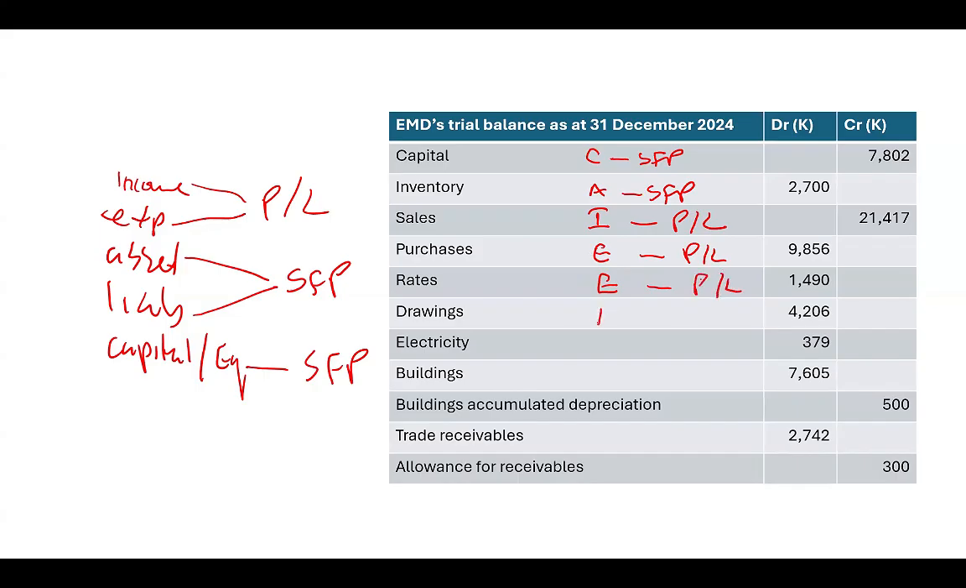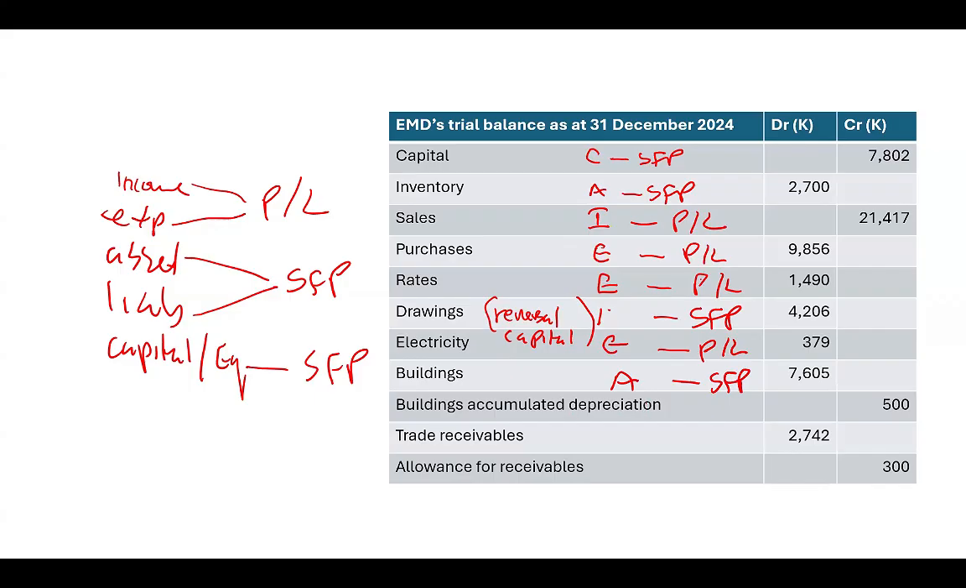This is an item of drawing. So drawing is a reversal for capital. It reverses the capital, reduction in capital. This will go to the statement of financial position. Electricity is an expense. All expenses, they should go to the profit or loss. Building is an asset. It should go to the statement of financial position.